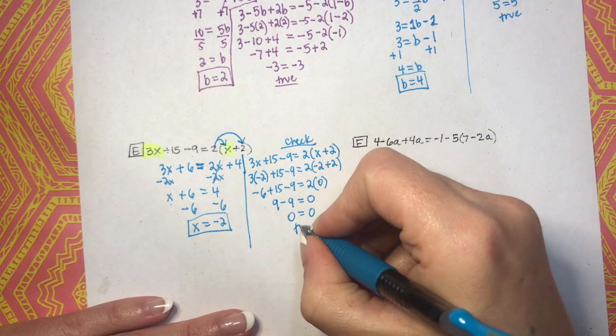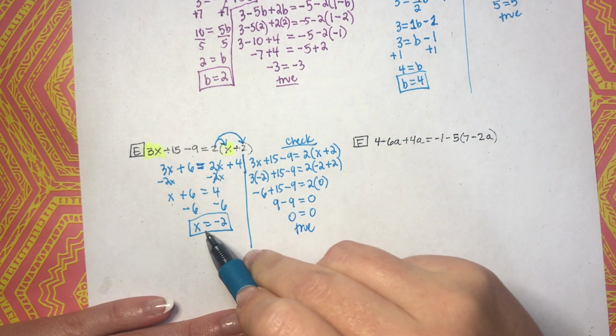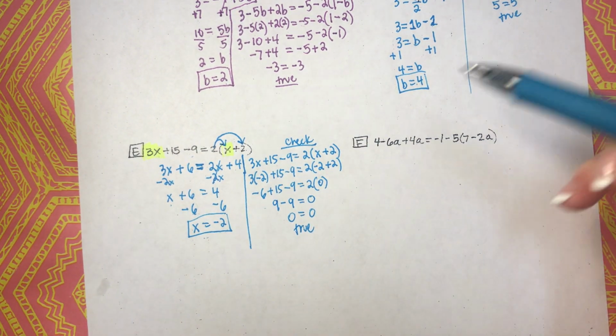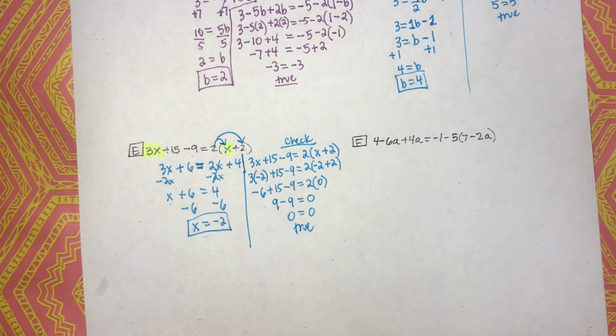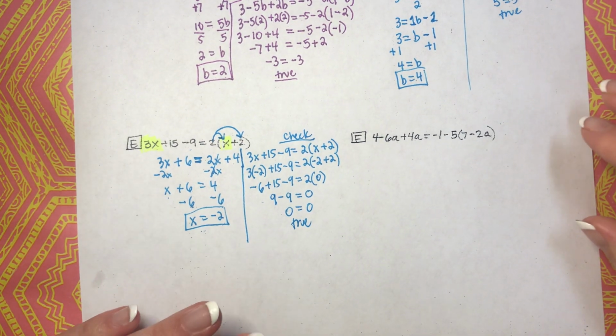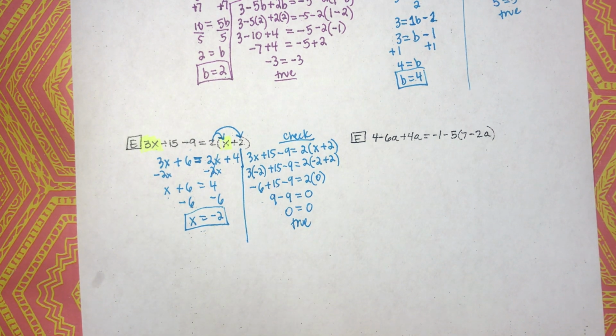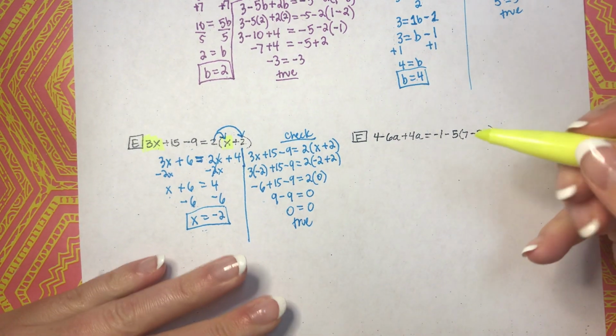So that is a true statement, which means our solution, x equals negative 2, is the solution to the original equation. So if you got that right, woohoo, great job. That was a tough one. Okay, let's move on to F. F is a doozy. There's a lot going on. All right, let's go for it.